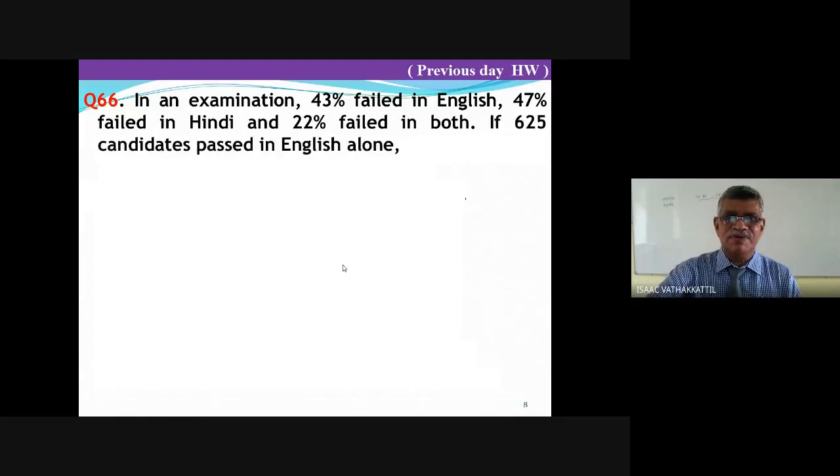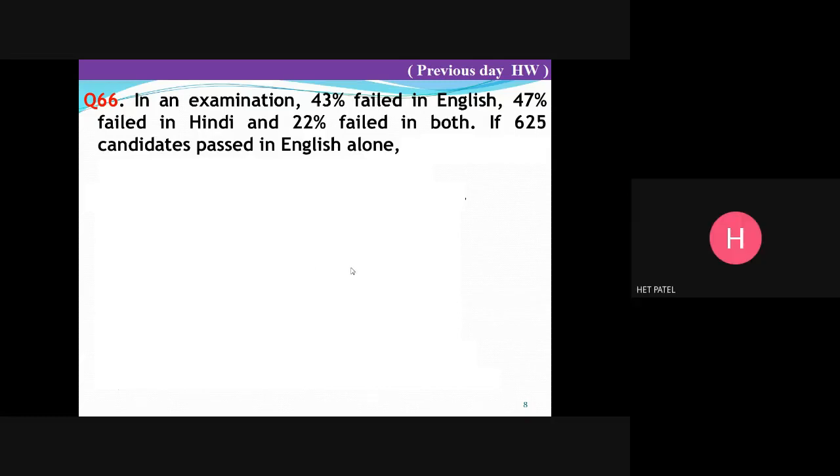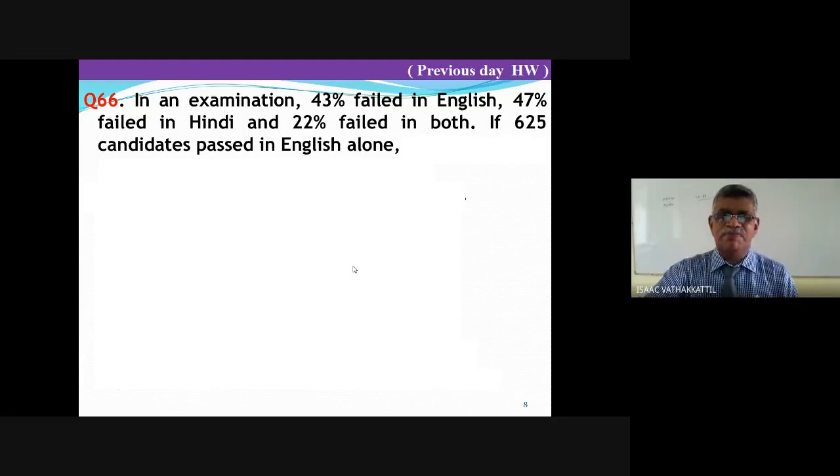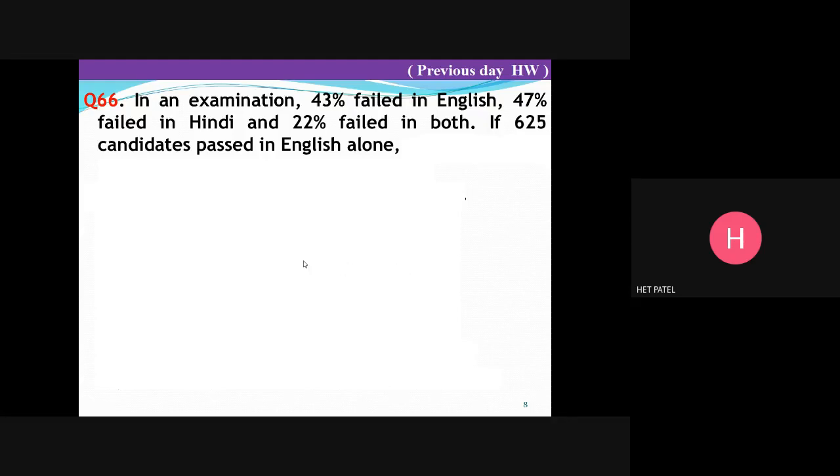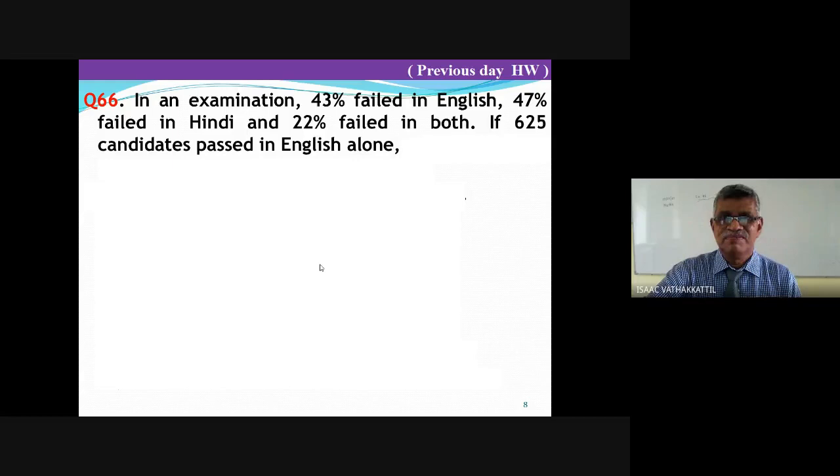Sir, 43, 22, 47 are like the number of set A, set B. You can take that percentage as a number, and the total will be 100. Yes, that's also correct. But further, I wanted the answer.